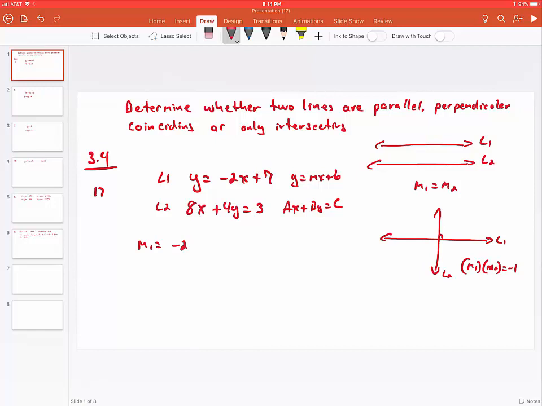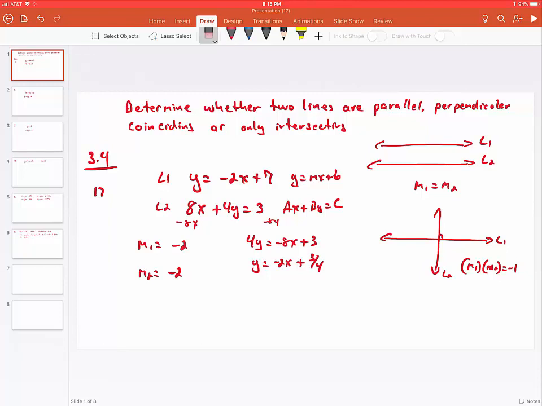There are two ways that we can find the slope. We can solve for y. If I solve for y for line 2, I subtract the 8x from both sides, and I end up with 4y equals -8x plus 3. Then I divide everything by 4. So -8 divided by 4 is -2, and this simply becomes 3/4. You can see that the slope of the second line is also -2. And therefore, for this particular example, the lines are parallel.